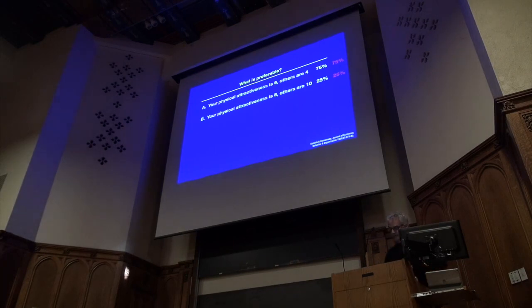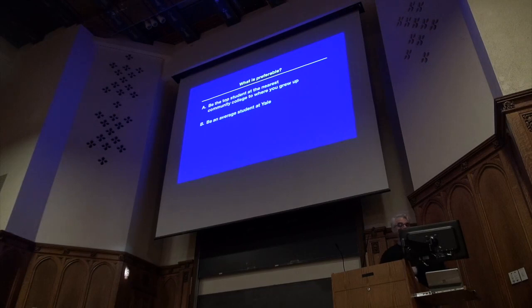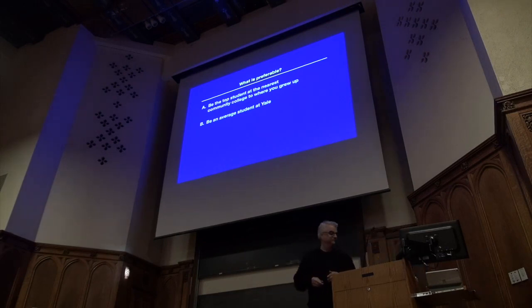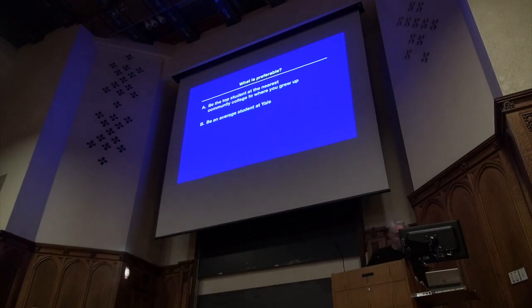Okay, here's another example. Would you rather be the top student at the nearest community college to where you grew up, or be an average student at Yale? All right, everyone pick. Can you see it? Yes, I can see it. I think. Oh, no, I have to flip to the next one.